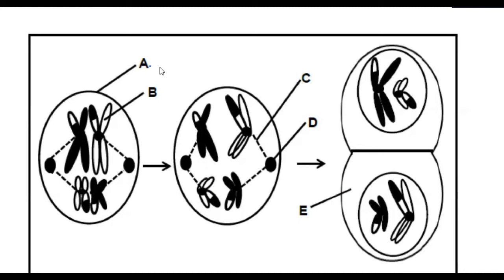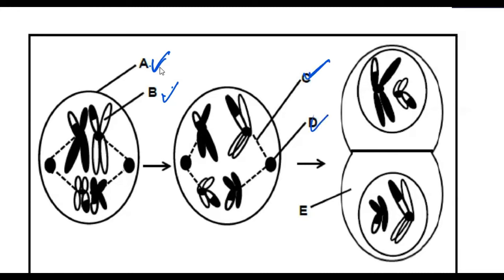What is A? In most cases, students confuse it with a nuclear membrane. This is not a nuclear membrane. You can't have a nuclear membrane when the cell is in metaphase. Therefore, this is the cell membrane. This is the chromatid. This is the chromatid. This is the spindle fiber, and this is the centriole.